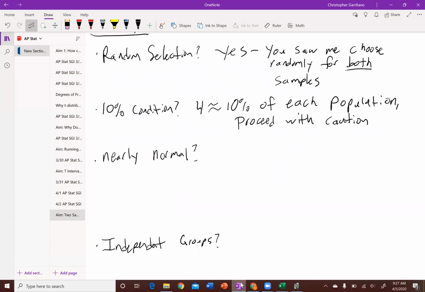So for the sophomores, sophomore NPP is nearly linear. Therefore, sample is nearly normal. Okay, so that's how that works. Let's do the same thing for the seniors.